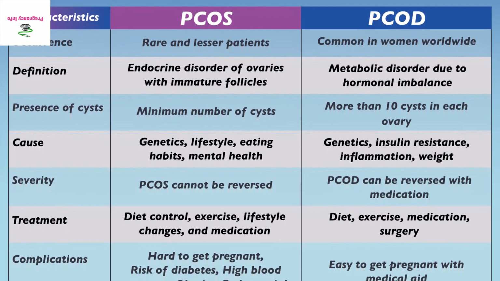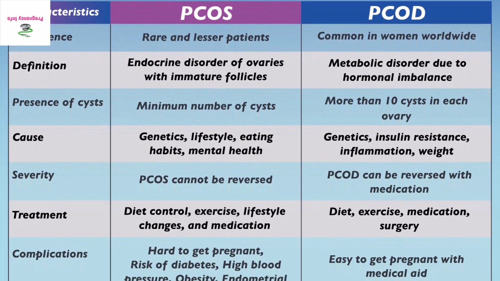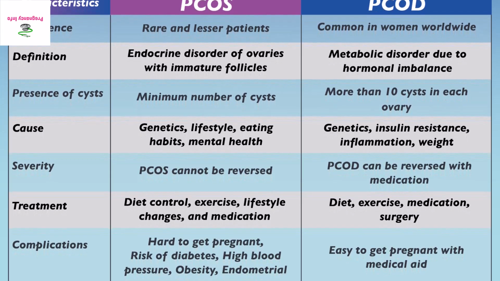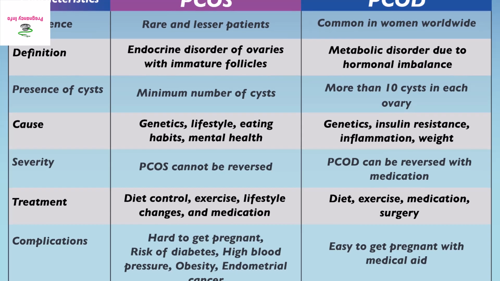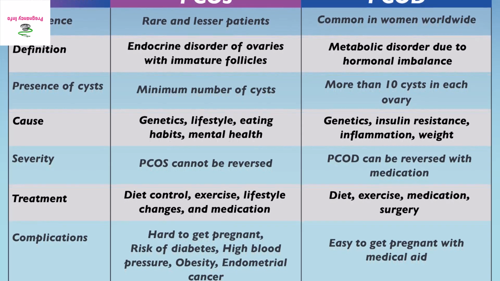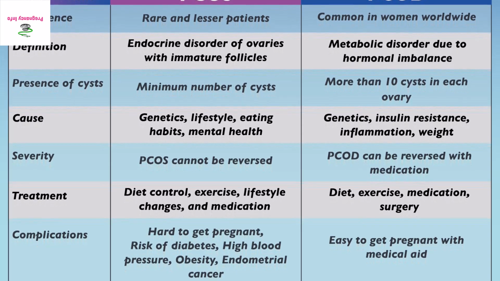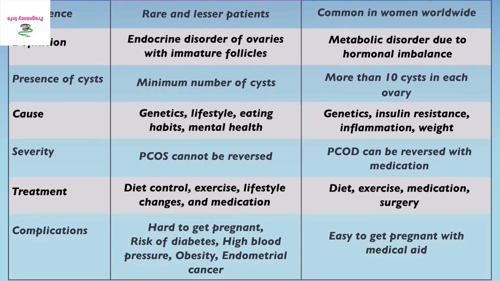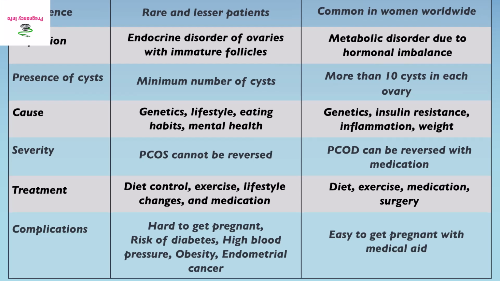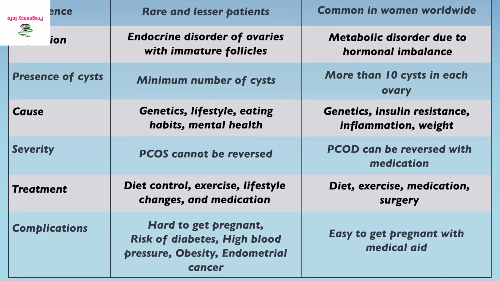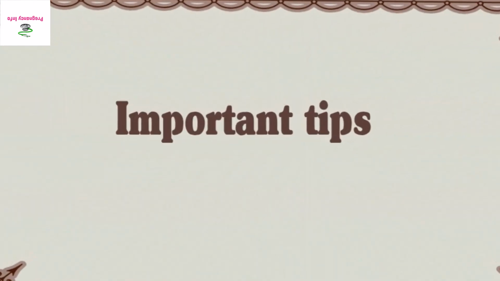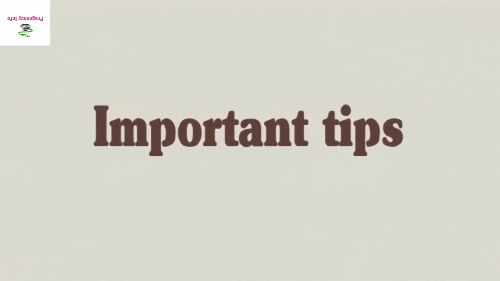Treatment. In PCOS, diet control, exercise, lifestyle changes, and medications. In PCOD, diet, exercise, medication, and surgery. Complications. PCOS: hard to get pregnant, risks of diabetes, high blood pressure, obesity, endometrial cancer. In PCOD, easy to get pregnant with medical aids. Now we are going to give you some tips about PCOS and PCOD.